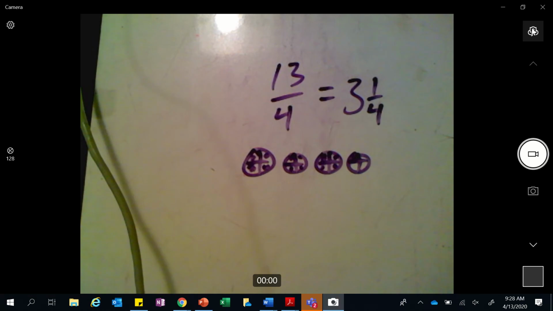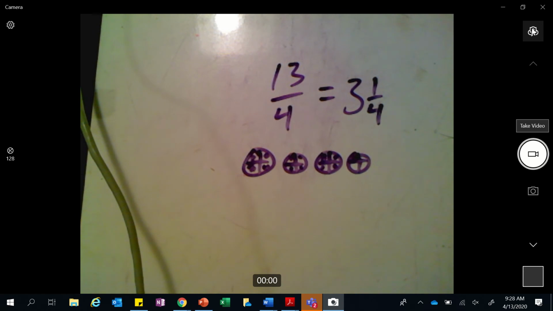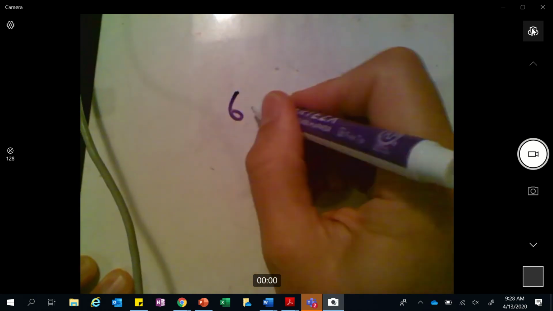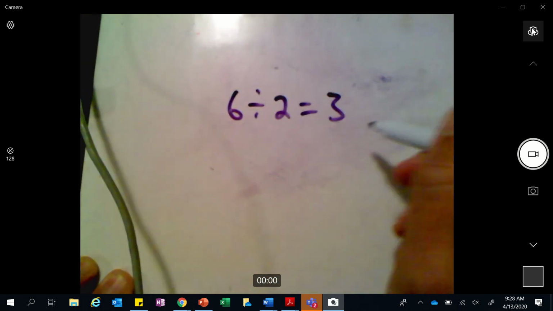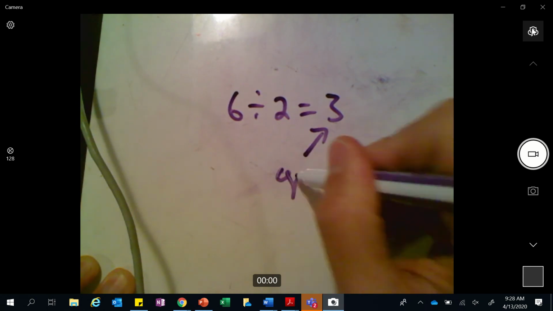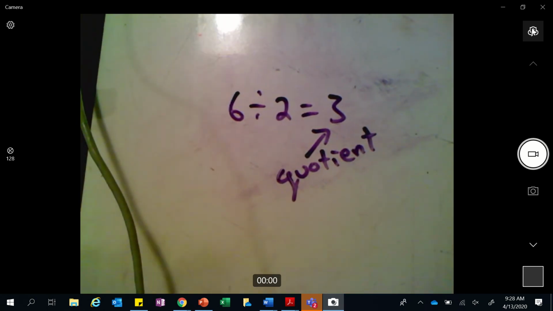What is a quotient? In this assignment, you will come upon the word quotient. A quotient means when something is divided. So if I have 6 divided by 2, my quotient is 3, right there.